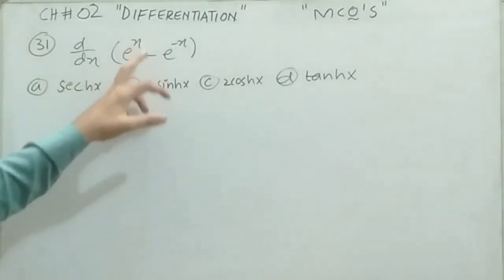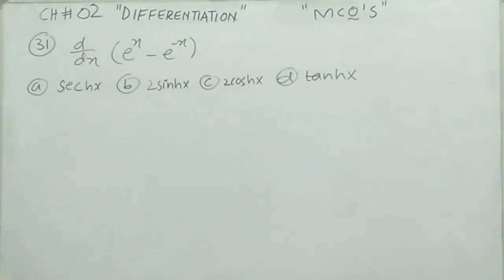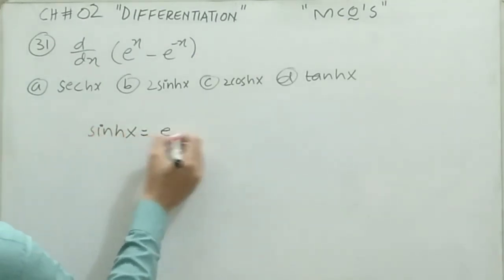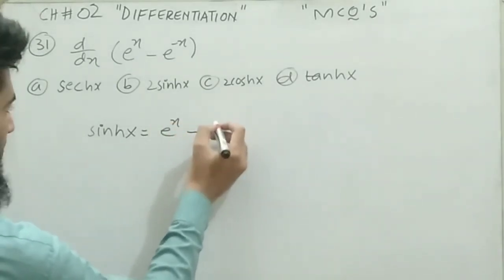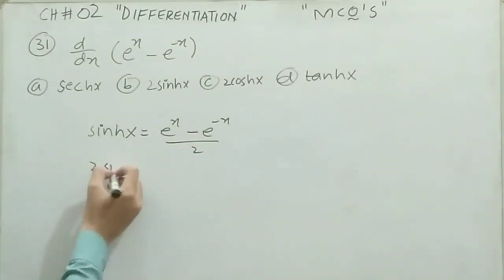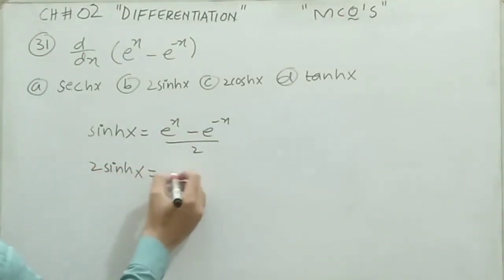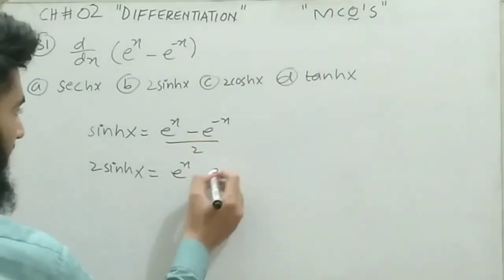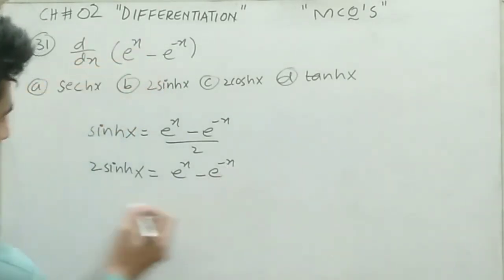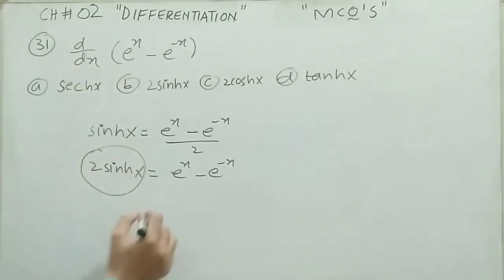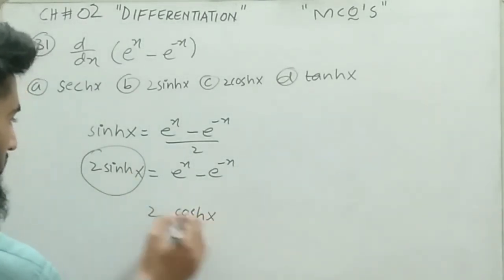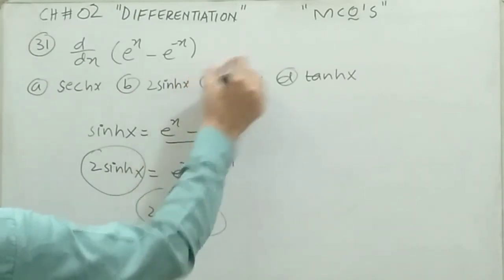D by dx of e power x minus e raised to the power minus x will be. Remember, we have a formula that sine hyperbolic function of x is always equal to e raised to power x minus e raised to power minus x divided by 2. Shift this 2 to the left hand side, so it becomes 2 sine hyperbolic function of x equal to e raised to power x minus e raised to power minus x. We are going to find the derivative of e power x minus e raised to power minus x. It means that we will find the derivative of this function. So 2 times the derivative of sine hyperbolic function is always equal to cos hyperbolic function. So the required answer will be 2 times cos hyperbolic function, option number C.